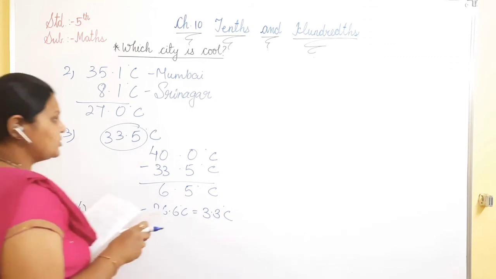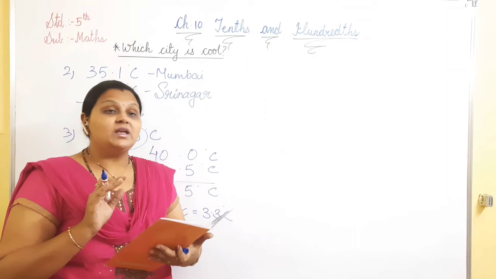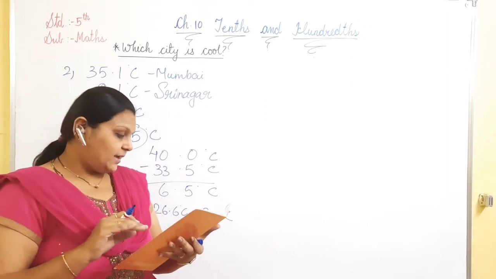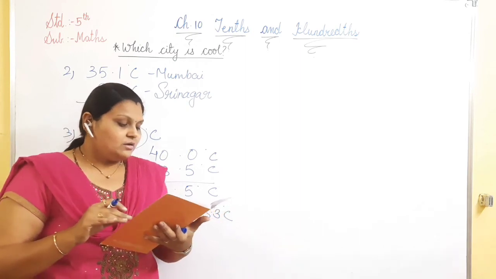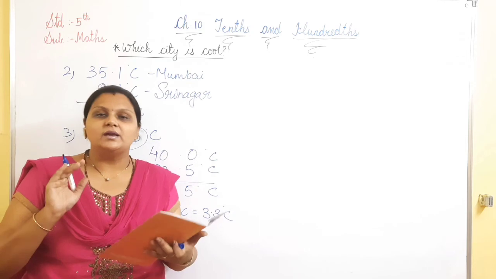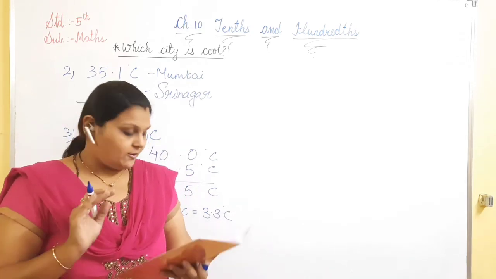Now next question is, which place had lowest temperature at 3 a.m.? Now we have to see the time for 3 a.m. So temperature in Srinagar at 3 a.m. is 1.3 degrees Celsius. It will be very cold over there.